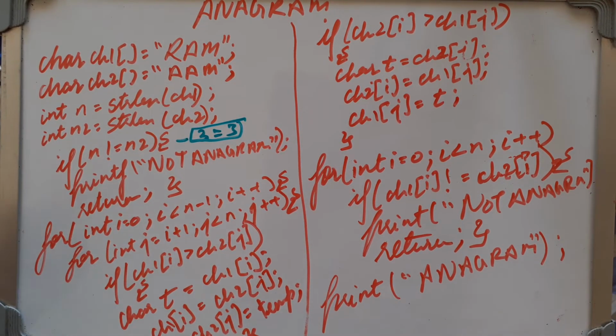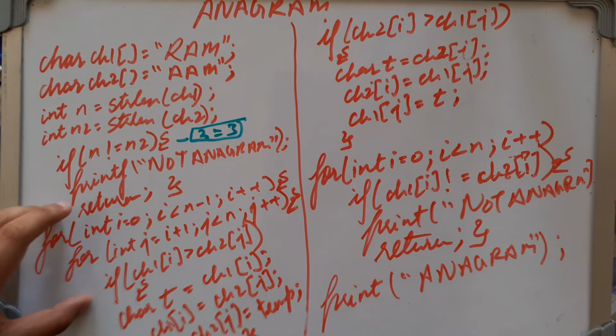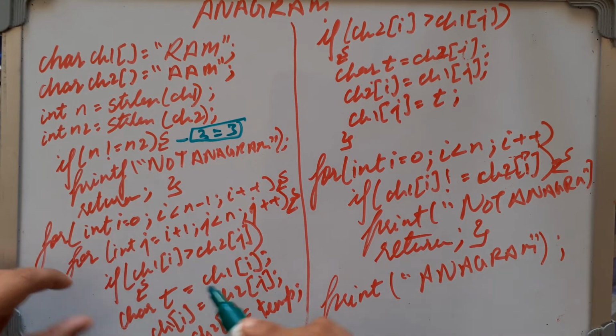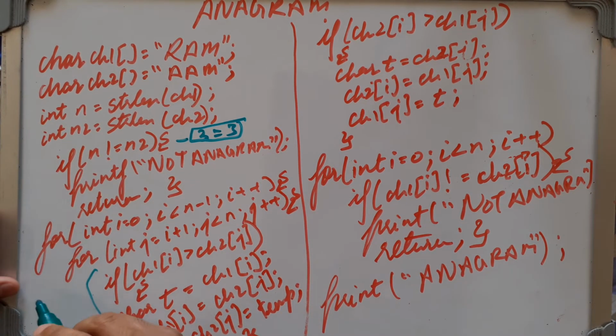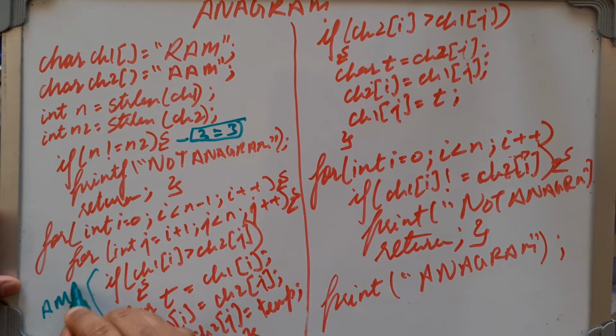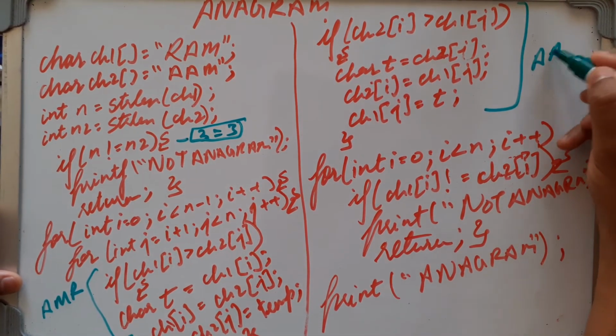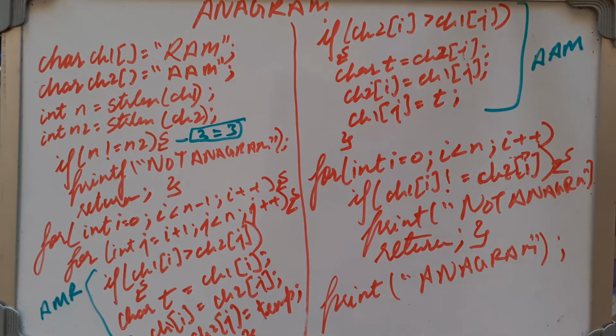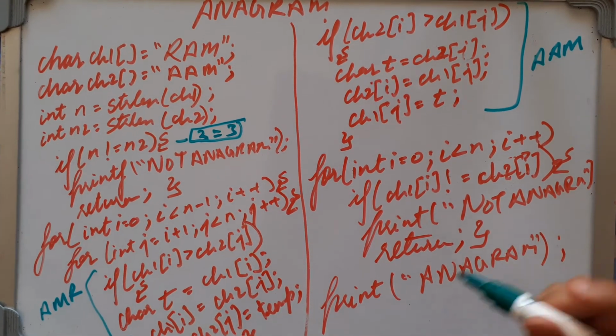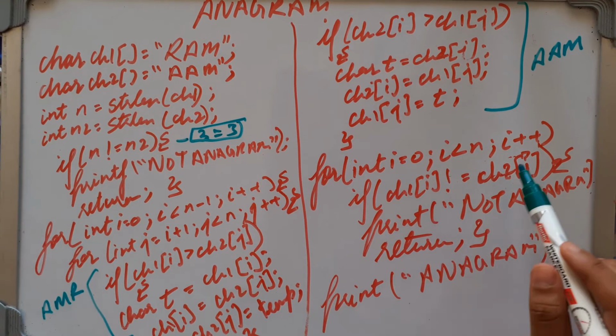Okay, now what you have to do is come into the for loop and sort. This loop will sort the first one, it will look like MAR, and it will sort the second string, it will look like AAM. Okay. Now after sorting both the strings, it will check whether the characters are equal or not.